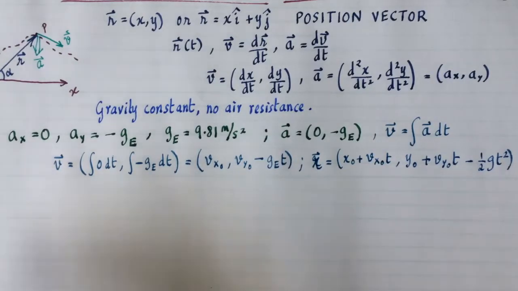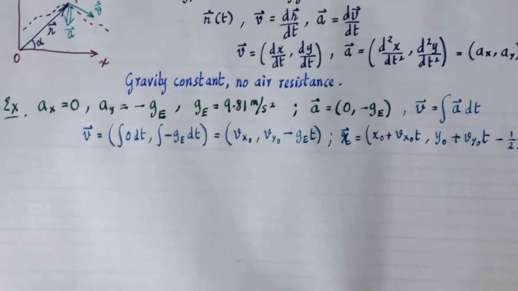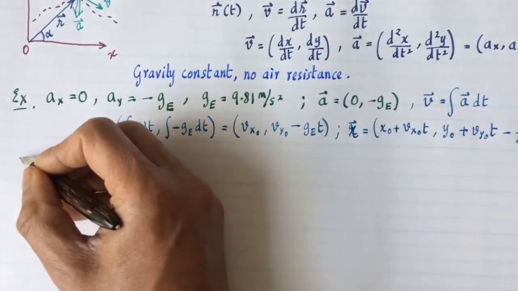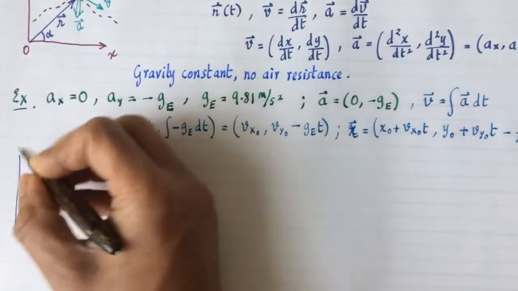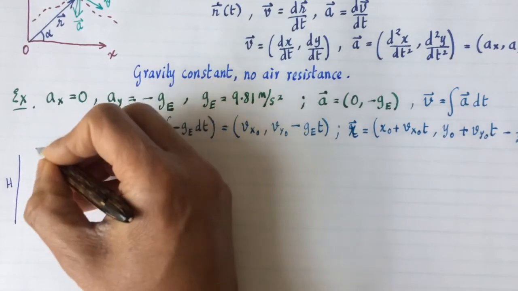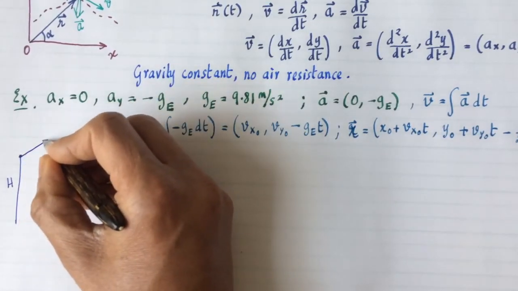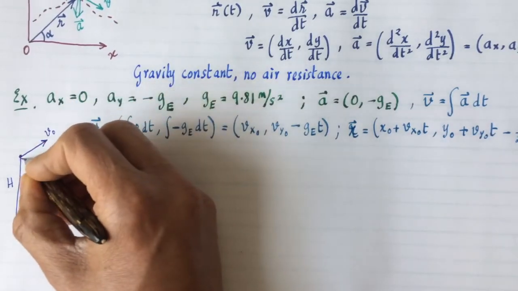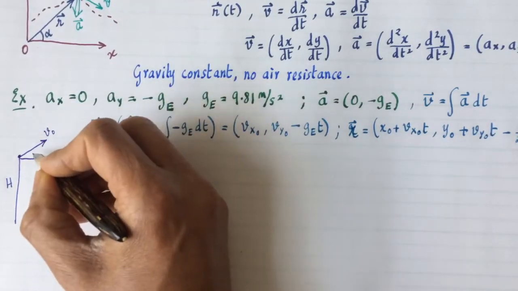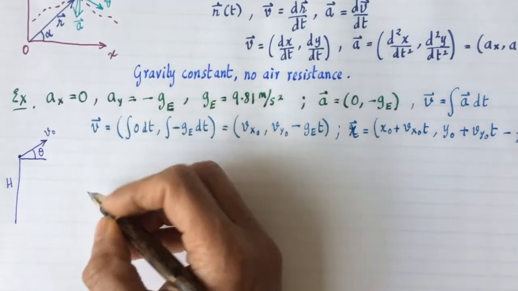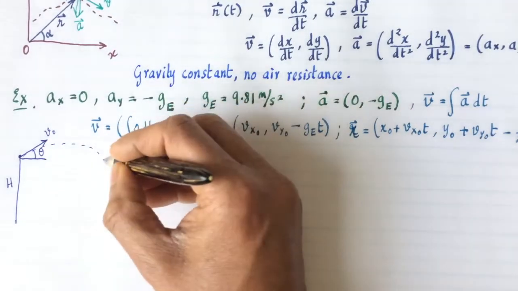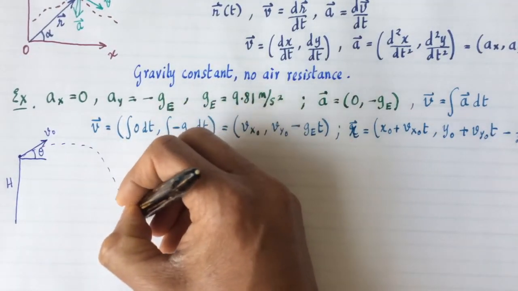So let's work out a simple problem taking a specific case. So here's a cliff. Let me call the height of the cliff capital H, and I launch a ball, meaning I just throw it. The ball is thrown with an initial angle theta. So this ball is going to arc nicely in the air and eventually hit the ground.